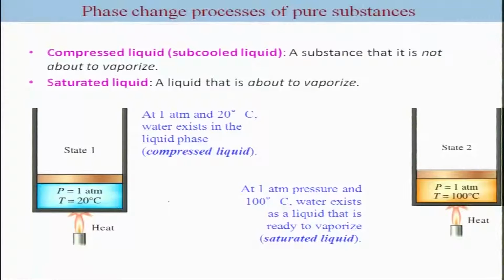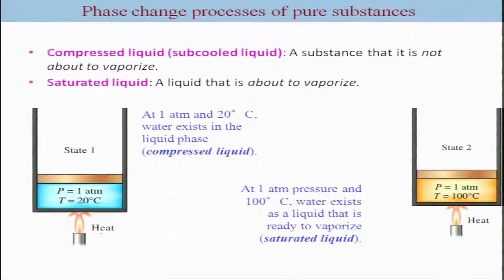Let me just briefly talk about the phase change processes. I will take an example of a compressed liquid, or subcooled liquid, to start with. A subcooled or compressed liquid is a substance that is not about to vaporize. For example, water at 1 atmosphere and 20 degrees Celsius, or in general room conditions. At these conditions, water behaves like a compressed liquid. Now, in order to vaporize, you need to heat it up.